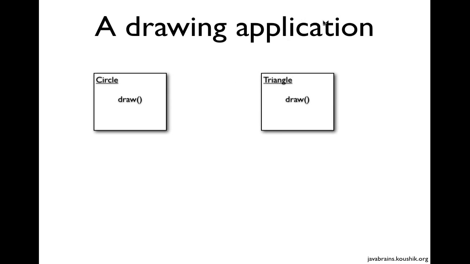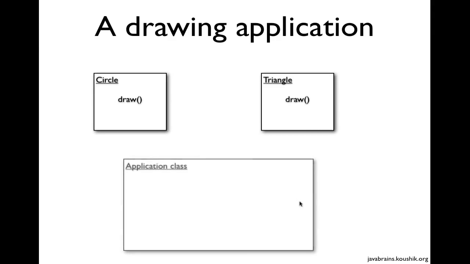Let's say I have a drawing application and I have code that draws different shapes, a triangle, a circle, and a square, and I'm using that code in order to draw certain shapes on the screen. Now I have a circle object, say, and the circle object has a draw method, and I have a triangle object, and the triangle object has a draw method. Now I can use these objects in order to draw a circle or a triangle on the screen.